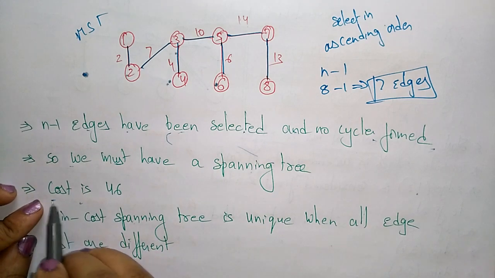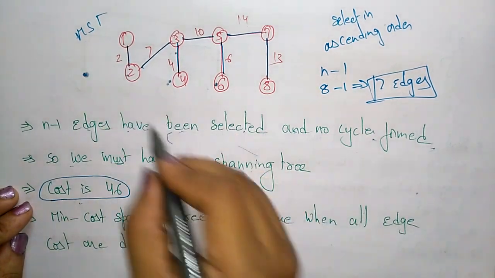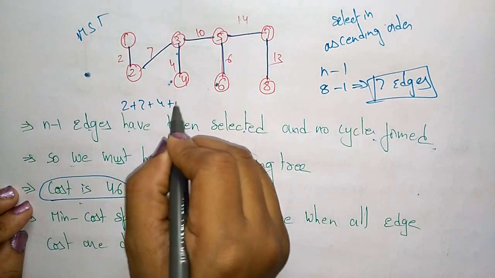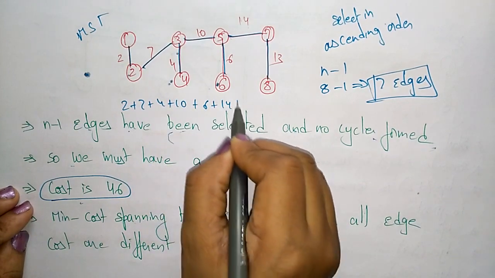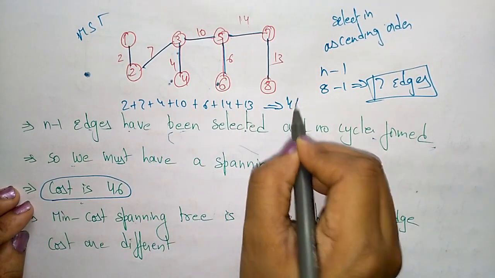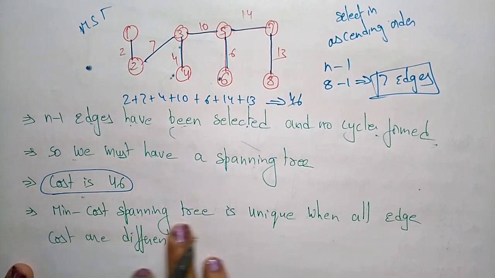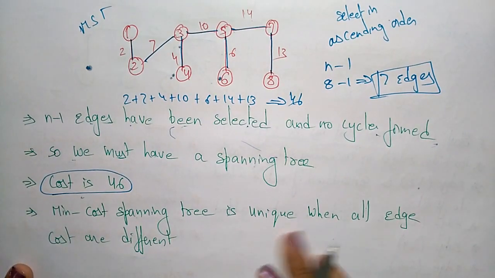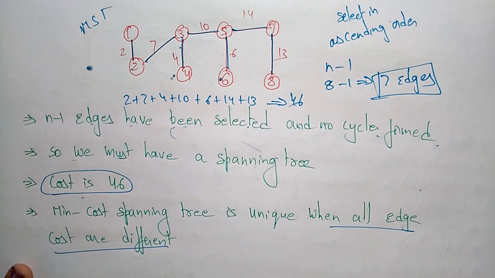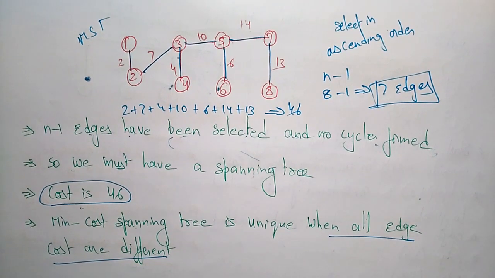The cost of this spanning tree is 46. The total cost is 2 plus 7 plus 4 plus 10 plus 6 plus 14 plus 13. You will get 46. The minimum cost spanning tree is unique when all edge costs are different. So this is about the minimum spanning tree using Kruskal's algorithm.